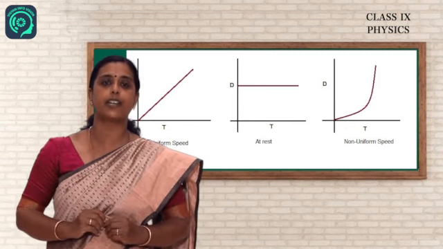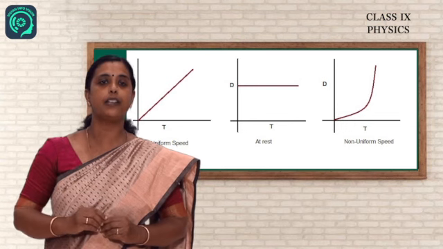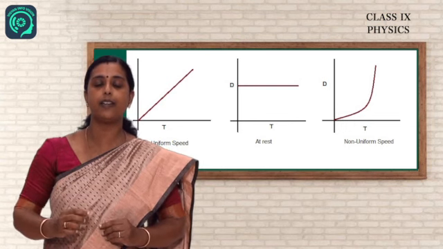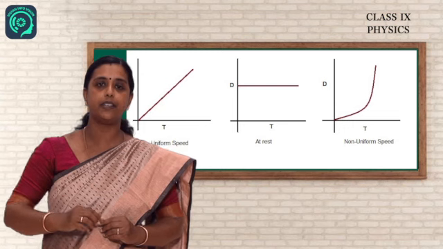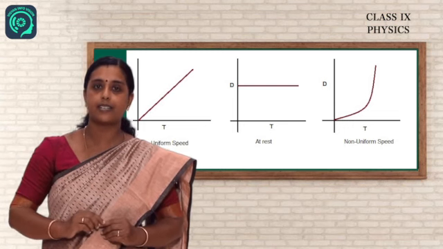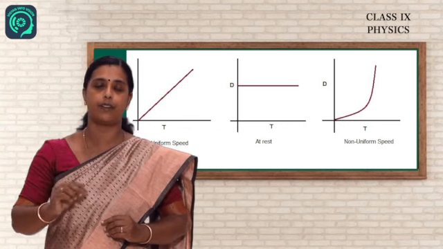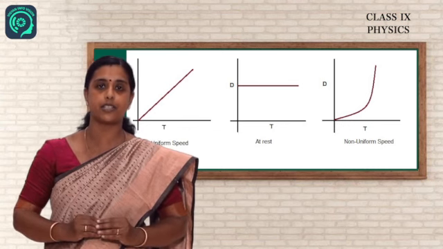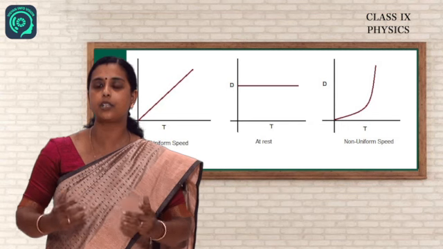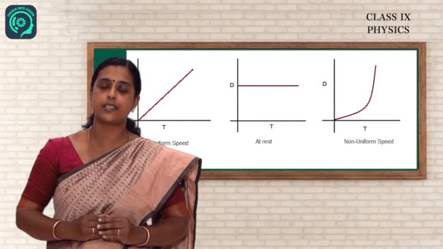The slope of the triangle will give you how to calculate the speed. The speed can be calculated by the slope of the triangle, and that is given by S2 minus S1 by T2 minus T1. I hope you have understood what is distance time graph. Now let us go to the next portion, and that is velocity time graph.